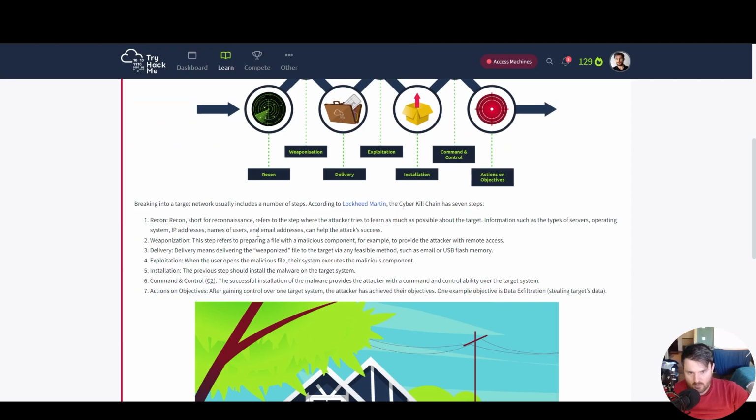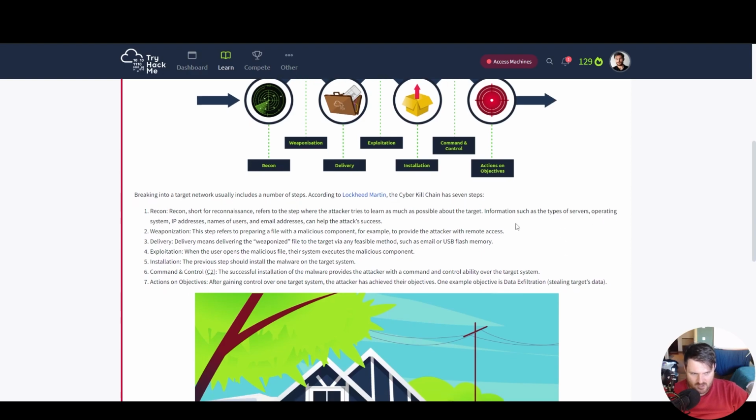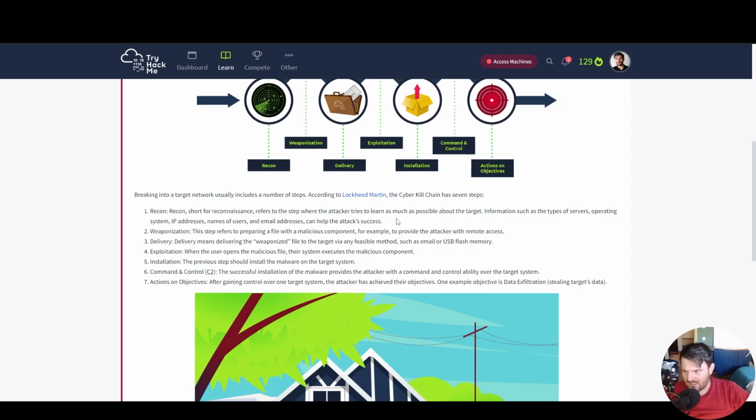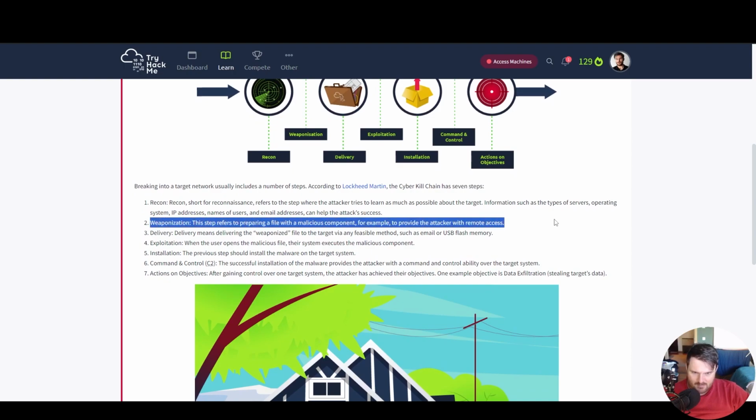Recon, short for reconnaissance, refers to the steps where the attacker tries to learn as much as possible about the target. Information such as the types of servers, OS, IP addresses, names of users, email addresses, can help the attacker's success. Recon is the first step and it's probably the most critical step. It's extremely important.